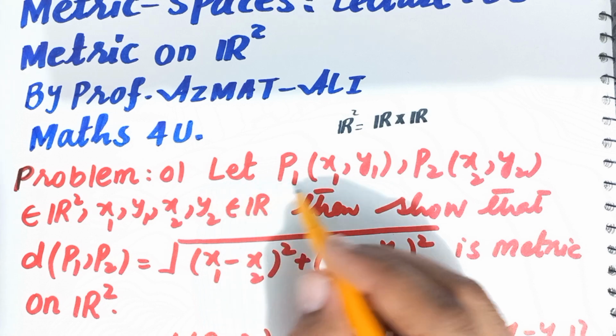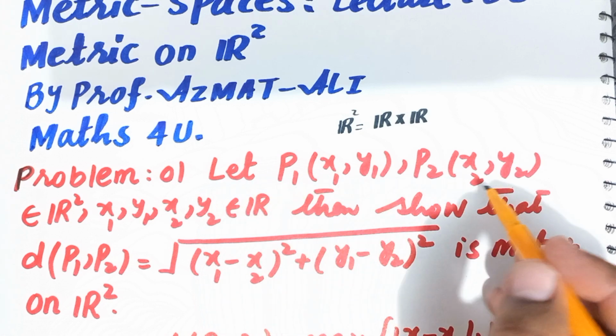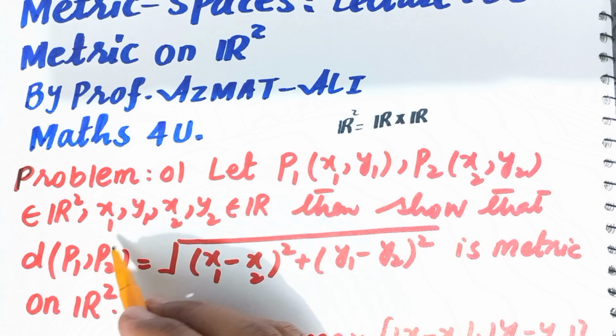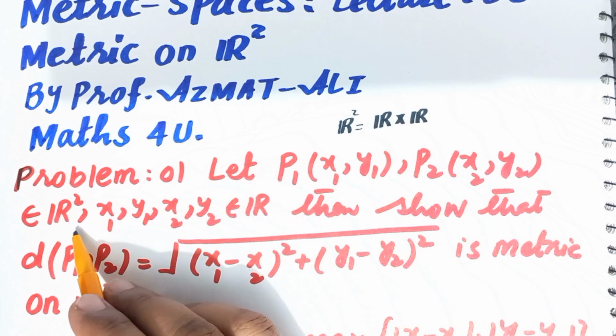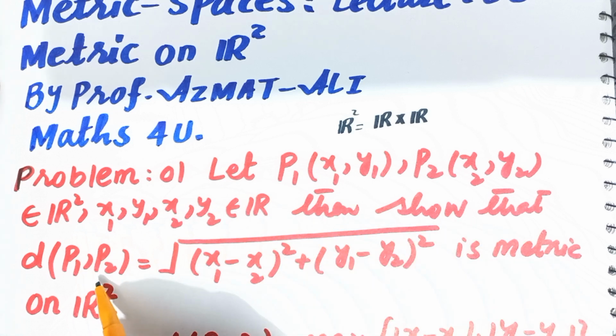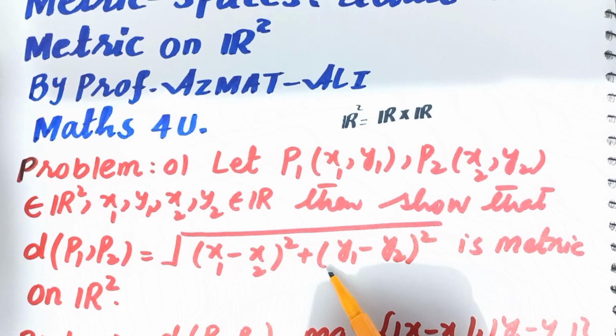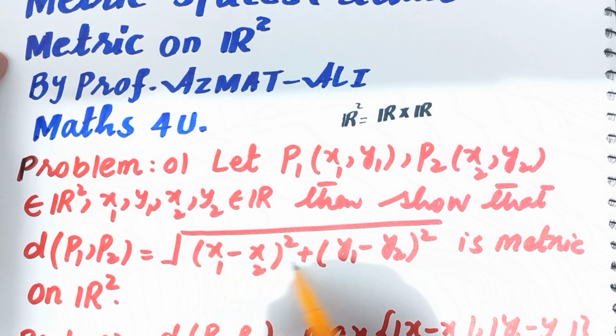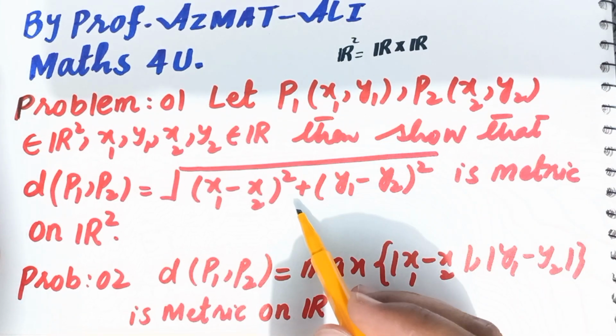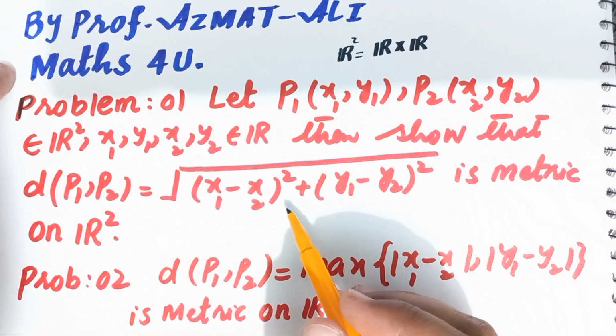So problem number 1 is: P1 (x1, y1) and P2 (x2, y2), where x1, y1, x2, y2 belong to R, and these two points P1 and P2 belong to R square. We need to show that the metric D defined as the square root of the sum of squares, (x1 minus x2) whole square plus (y1 minus y2) whole square, is a metric. Actually, you know from your earlier classes, this is the distance formula. So here we will show that the distance formula between two points defines a metric space. And this metric is actually called the usual metric or Euclidean metric on R square.